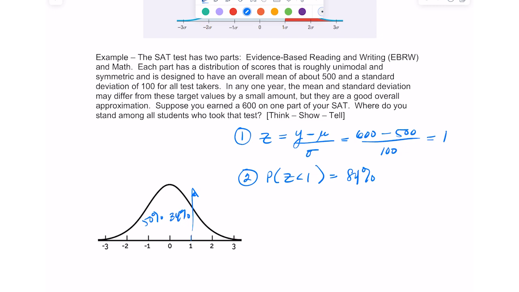Okay, so what does that tell me? It tells me that if I scored a 600, I'm actually in the 84th percentile. Okay, and what does that exactly mean? It means that I scored higher than about 84% of all students who took that same exact test.